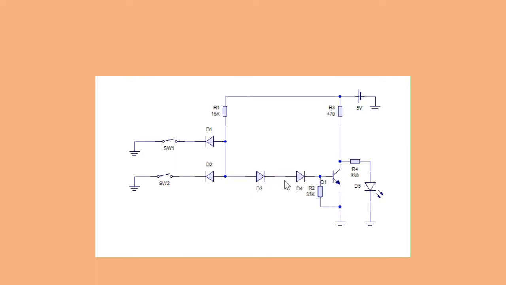D3 and D4 diodes are connected to the base terminal. This is the P side, this is the N side. Again for the D4 diode, this is the P side and this is the N side. R2 resistor is connected between the base and the emitter terminal. So this is the overall circuit of a NAND gate using discrete circuit components. For proper calculation of R1, R2 and R3, we will see the next slide.